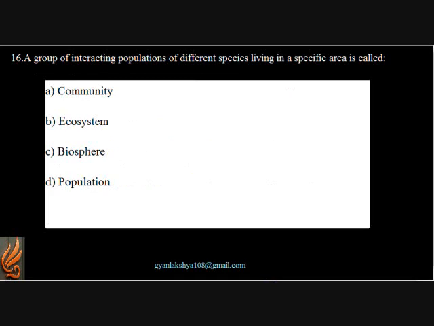A group of interacting populations of different species living in a specific area is called A. Community. B. Ecosystem. C. Biosphere. D. Population.